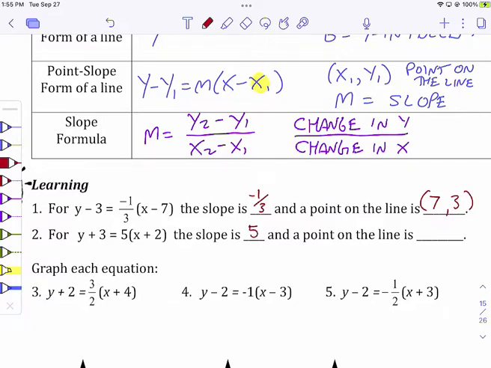Slope here is 5. You could write 5 over 1. We're not graphing that one, so I'll just write 5. You would graph it as up 5, right 1. And again, the x number is by the x, and you do the opposite number, -2.